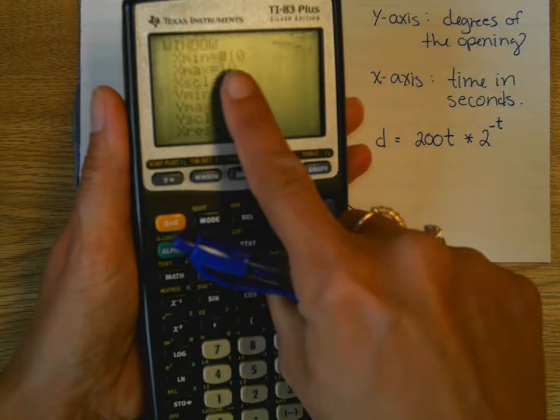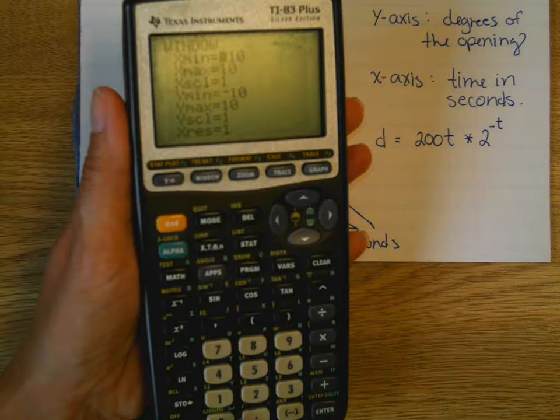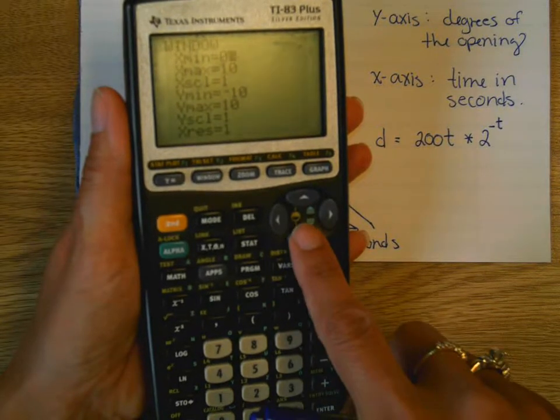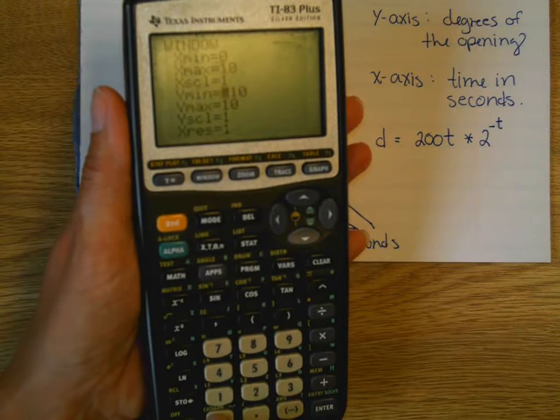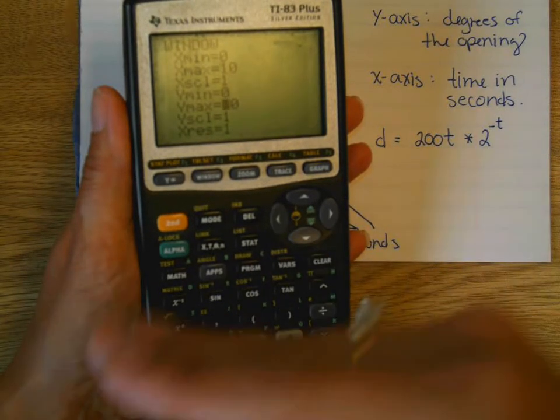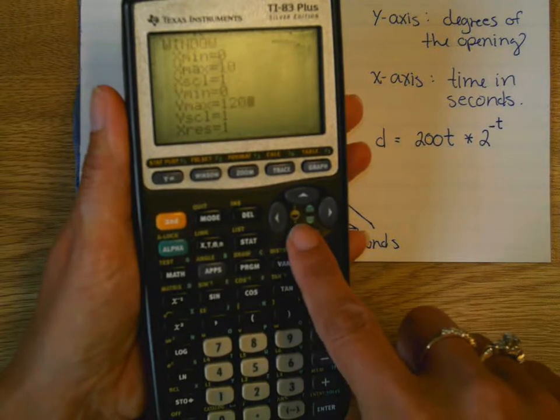And for x is time. If we think about it, we're going to look at from 0 seconds to 10 seconds. That'll be good. And the y, being the degree, will go from 0 degrees to, say, like I said, maybe 120 degrees. Might be good. We'll see if that's enough.